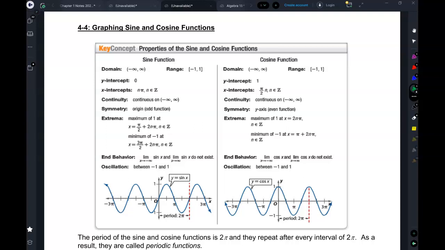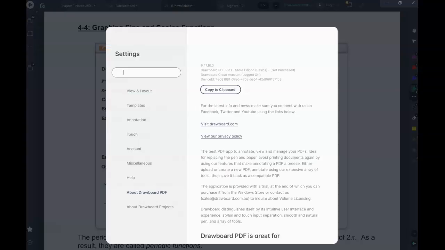We are going to be talking about graphs of sine and cosine functions today. And then in the next class, we're going to move on from sine and cosine to all the other four: tangent, cotangent, secant, cosecant. Okay, so take a look here.